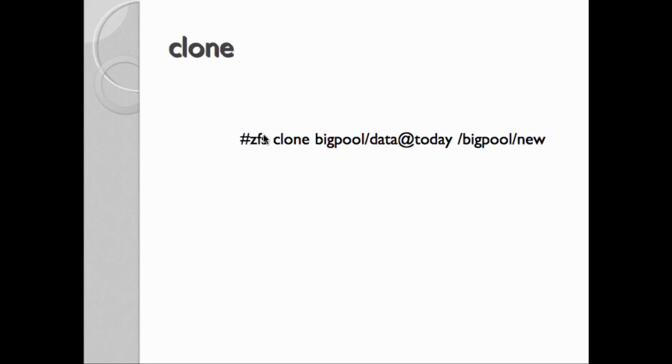So here's the syntax for clone. ZFS clone a snapshot, give it its full name: what pool it's in, what the data set name is, what the particular snapshot we're looking at is, and then we say big pool new. And then when we do a df -k, or look at the file systems or data sets that we have, it's a data set, just like any other data set.